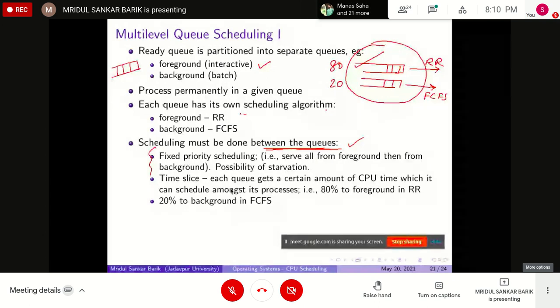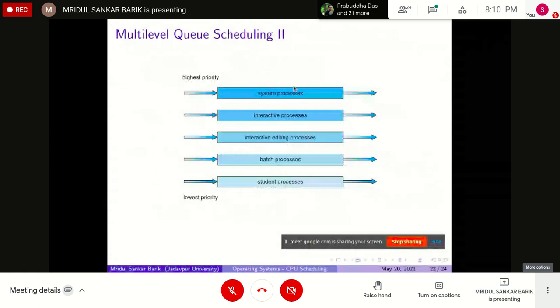So, multi-level queue. We talked about two queues, but we can have other queues also. Say the highest priority queue is system processes, then interactive processes, next interactive editing processes, batch processes, and student processes, which are given the lowest priority. So we have these multiple queues in the ready state. Whatever time we have, we can either have fixed priority, that means when all those higher priority processes have finished, only then would student processes be given the CPU. Otherwise, we can have time slice.